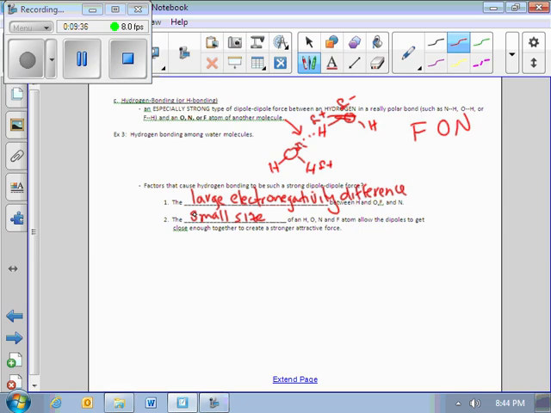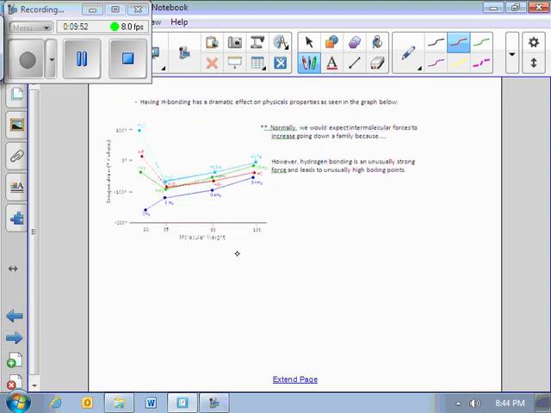And when they can get close, that means that the strength is just going to be all that much greater, okay? So those are the reasons why hydrogen bonding is just an especially strong dipole-dipole. All right, so let's see. What are some applications of this hydrogen bonding business?